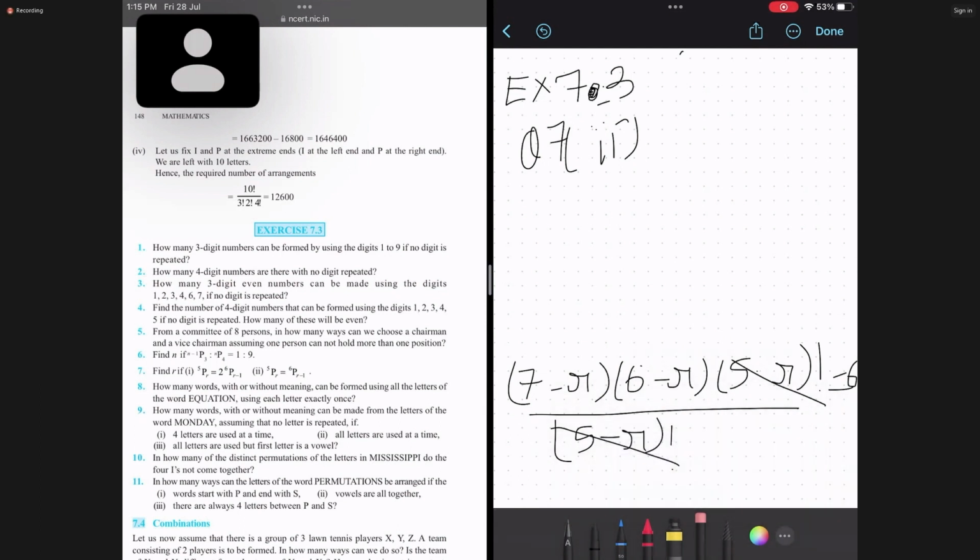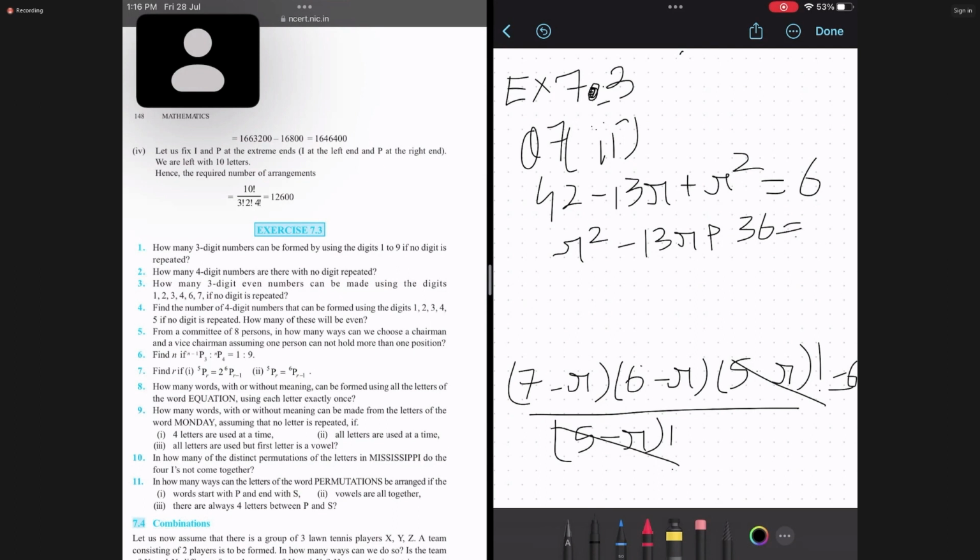The equation on the RHS is going to be the same. It's going to be 42 minus 13r plus r square equal to 6, and you take 6 out on this side, you get r square minus 13r plus 36 equals 0. So 9 into 4 equal to 36 and 9 plus 4 equal to 13. That's how you actually factorize these equations. You just take the factors into consideration in your head, and it will be very easy if you do that once. You don't even have to write anything. So 9 and 4 are my factors.